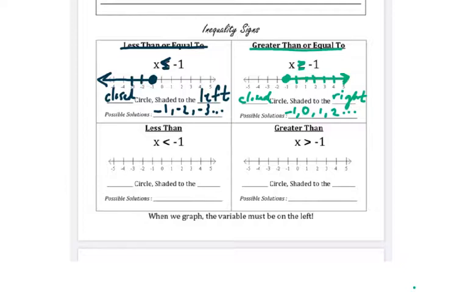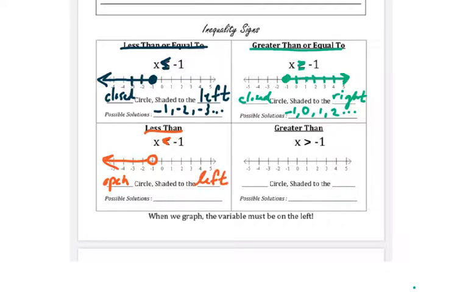The next one is just less than. So less than is just this symbol with no line underneath it. So less than -1. I put a circle there. There is no line underneath it, so I cannot color it in. I keep it open. And then this arrow points to the left, so I'm going to draw a line with an arrow that points to the left. So this is an open circle. We did not color it in, and we shaded everything to the left.